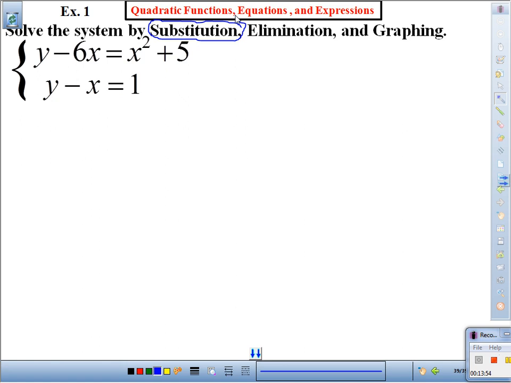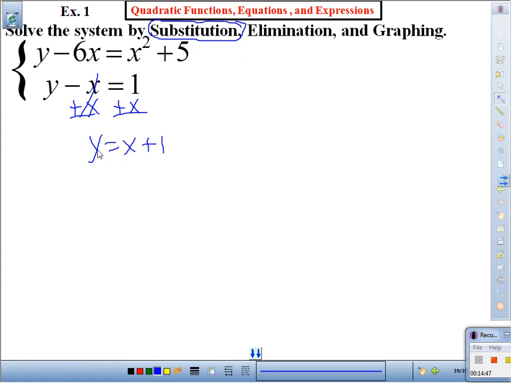All right. So for substitution, what do we know? That one of the equations has to be solved for one variable in order to substitute it into the other equation. Which one's easier to solve? The second one or the first one? Second. So that means I'm going to add x to both sides. So my equation is y equals x plus 1.